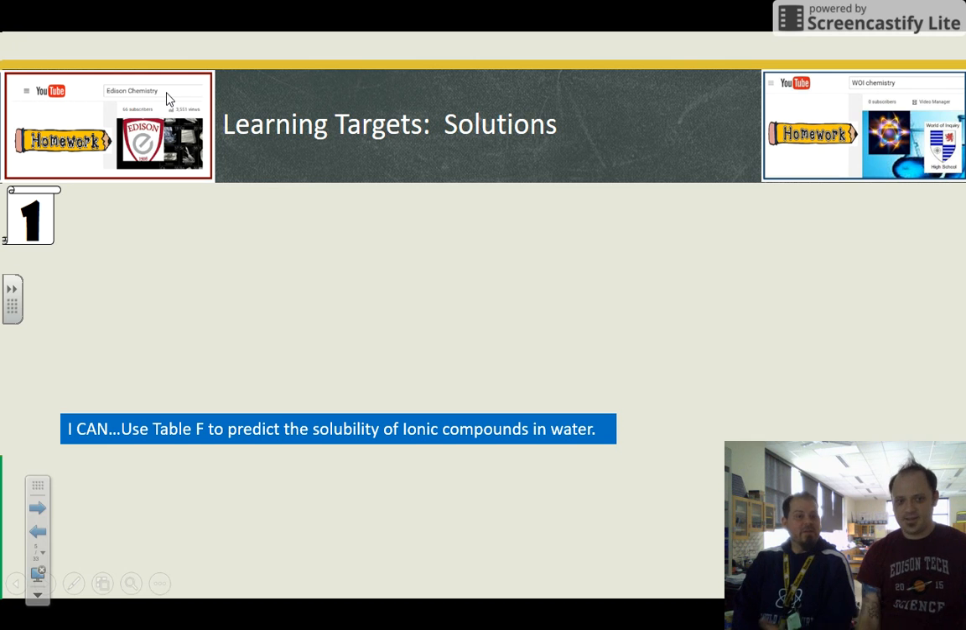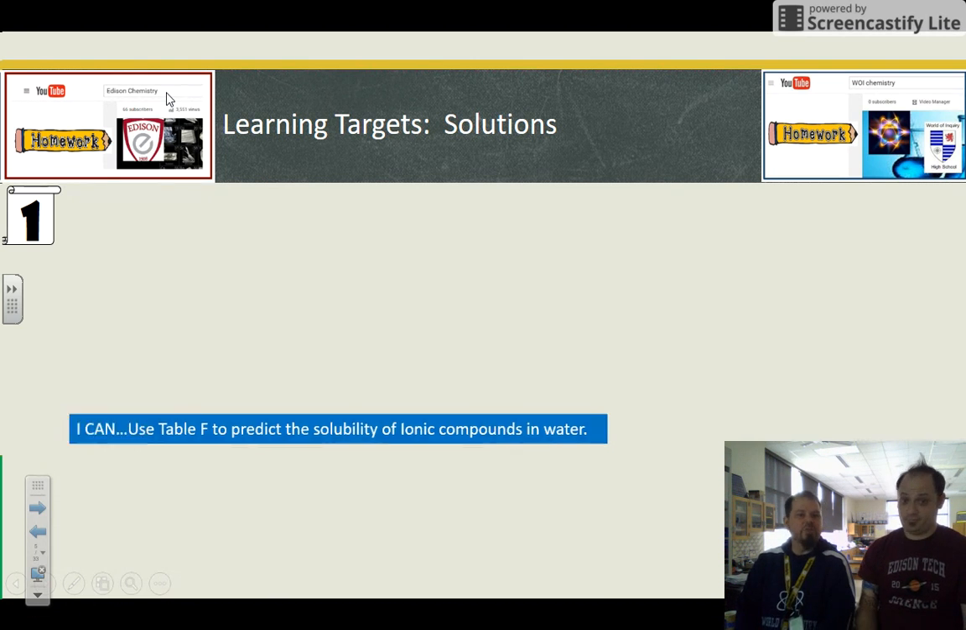All right, so we've got to be able to use Table F to predict solubility. We just showed you Table F, so you need to be able to use it properly.